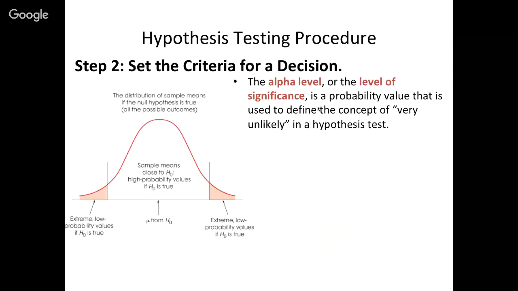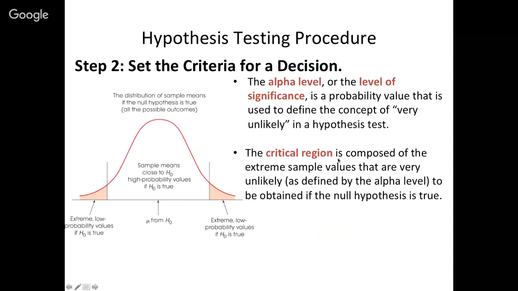After we state a hypothesis, we have to set a criterion for decision. We call the criterion the alpha value, or the level of significance, which is a probability value, right? It defines how unlikely a sample must be to be considered extreme. So we have a keyword called critical region. The critical region defines the extreme sample values that are very unlikely.